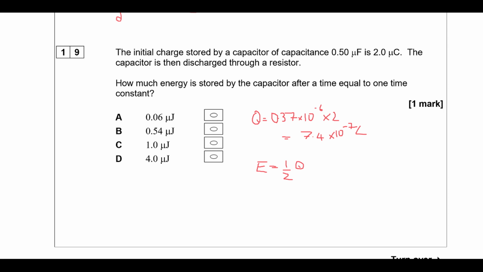So energy we can calculate using half Q squared over C. Let's do that. So we square our answer, divide it by 0.5 times 10 to the minus 6, divided by 2, and we get 5.476 times 10 to the minus 7. So it's basically 5.5 times 10 to the minus 7. So we can see that is approximately answer B there.